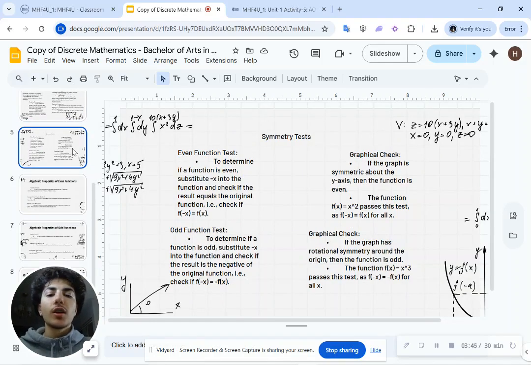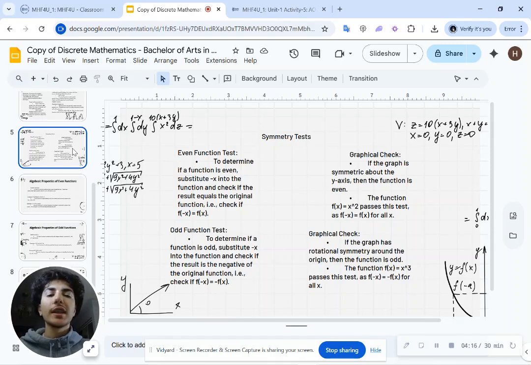Symmetry test. Even functions test. To determine if a function is even, substitute negative x into the function and check if the result equals the original function. Example: check if f(-x) = f(x). Now let's do a similar test for odd functions. To determine if a function is odd, substitute negative x into the function and check if the result is the negative of the original function. Example: check if f(-x) = -f(x).